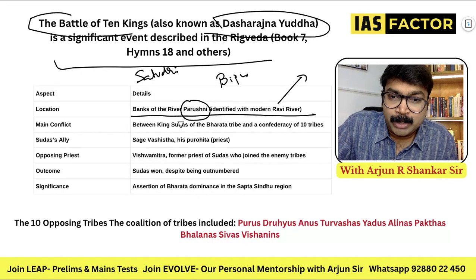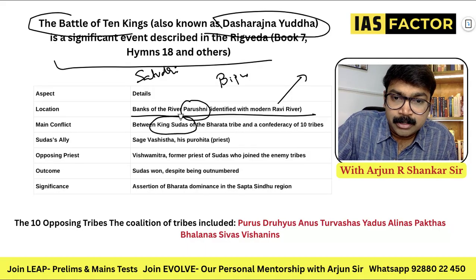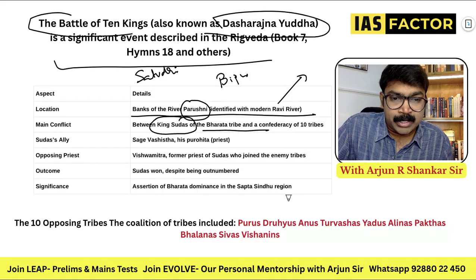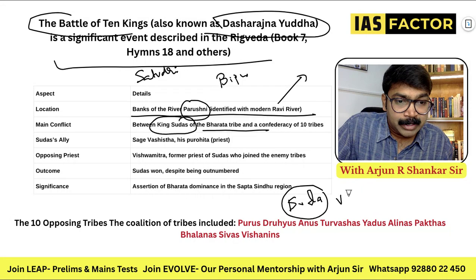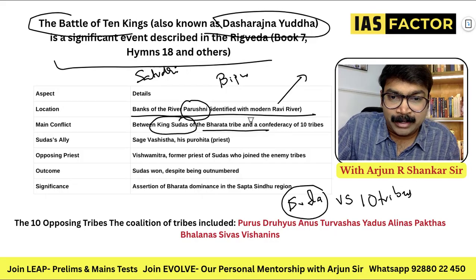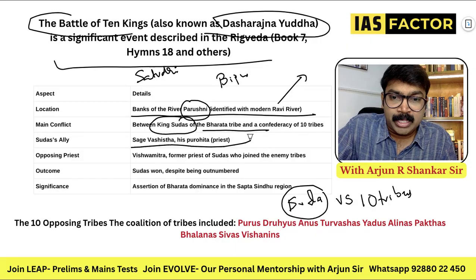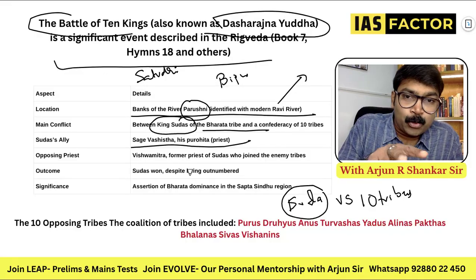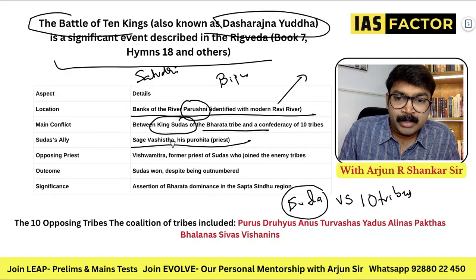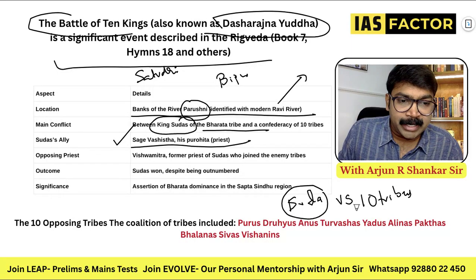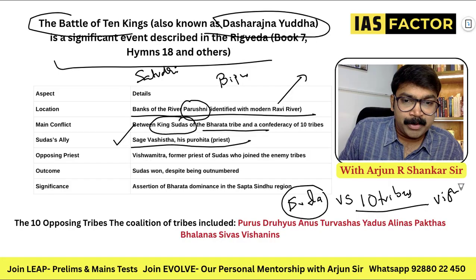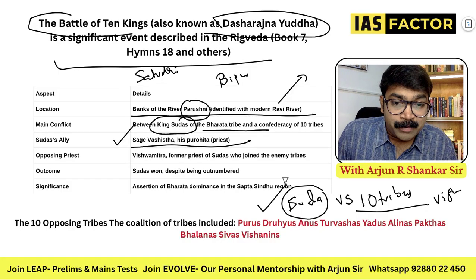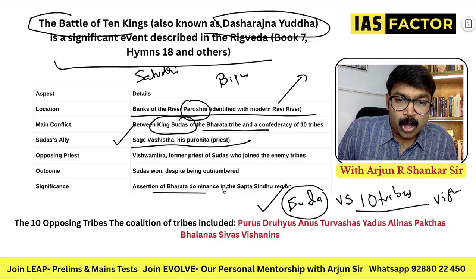The main conflict is between King Sudas of the Bharata tribe. On one side you have King Sudas, the leader of the Bharata tribe, versus 10 tribes, 10 kings. That is the battle of 10 kings. Sage Vasishta was his Purohita, the priest. Whenever there is a battle, there are two Purohitas also. On the Sudas side, it is Sage Vasishta. On the opposite side, the 10 tribes, it is Vishwamitra. So it's more of a mythical type of thing. Obviously Sudas won.